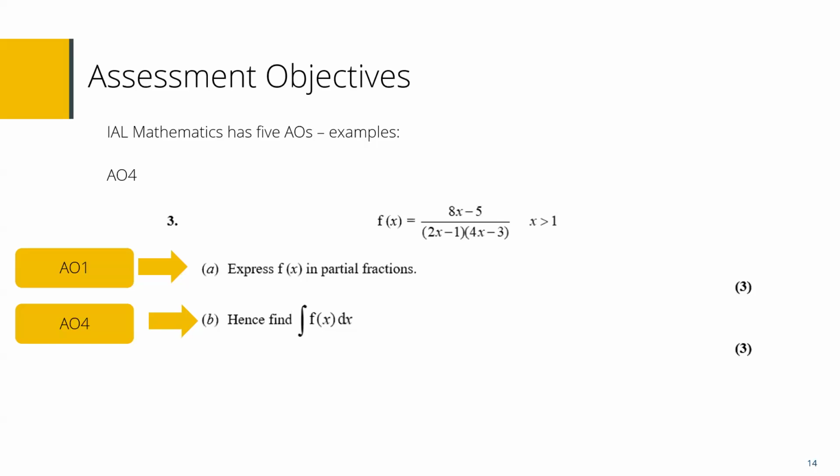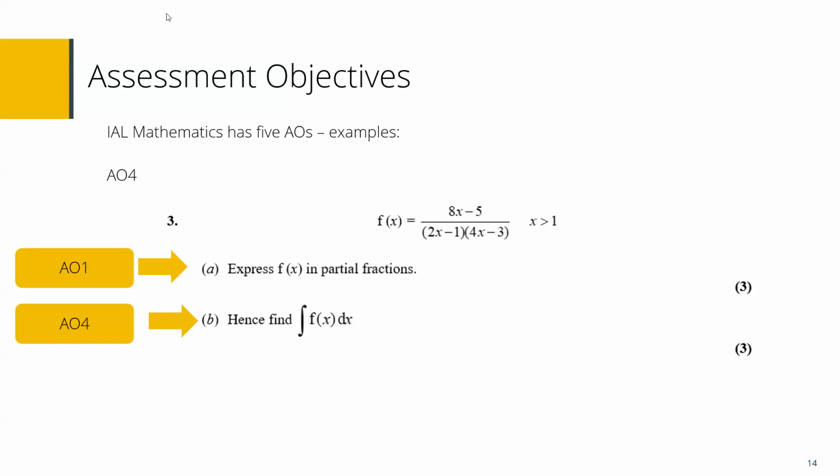If we look at this problem here, and think about the 5 assessment objectives, you have f of x equals 8x minus 5 over 2x minus 1 times 4x minus 3. And the first part is express f of x in partial fractions. That's a do it kind of assessment objective, because the instruction is just express it. So we can see from there that part A is just an assessment objective 1.